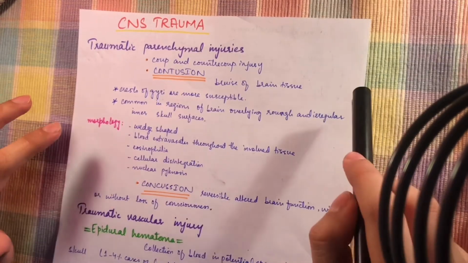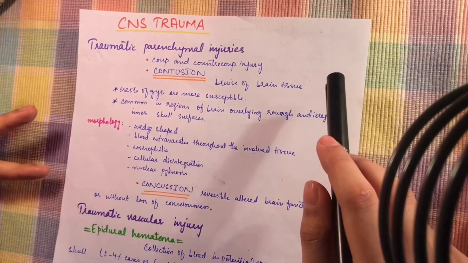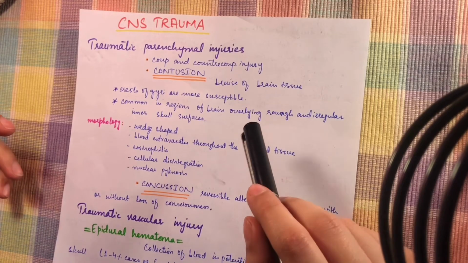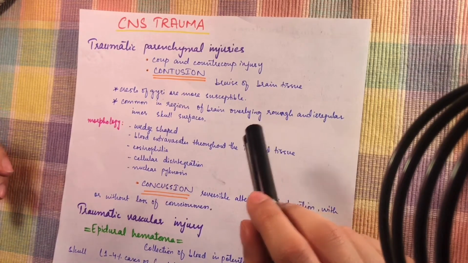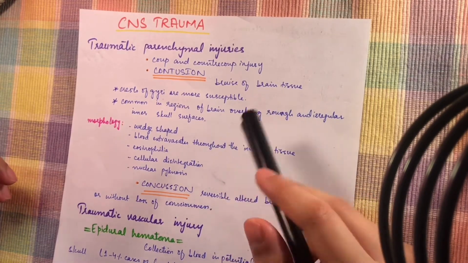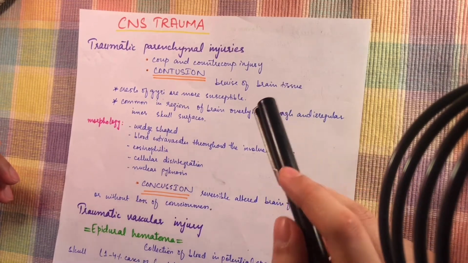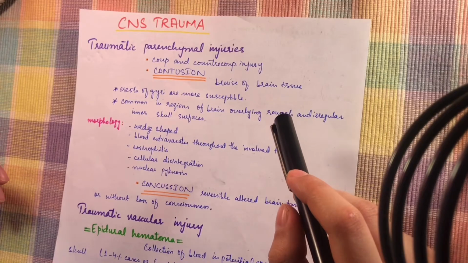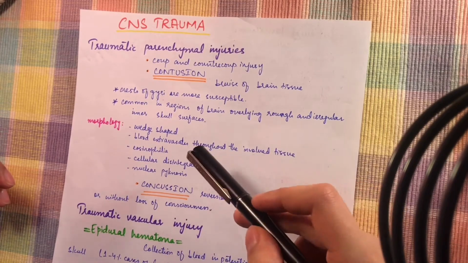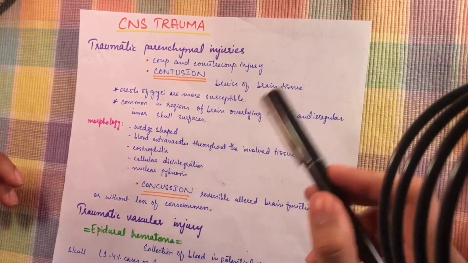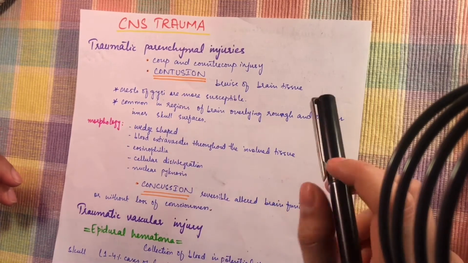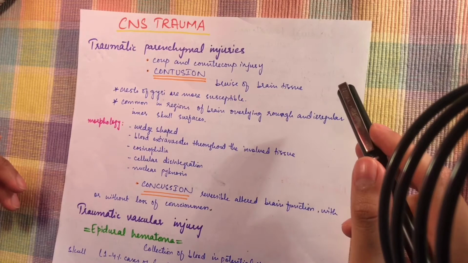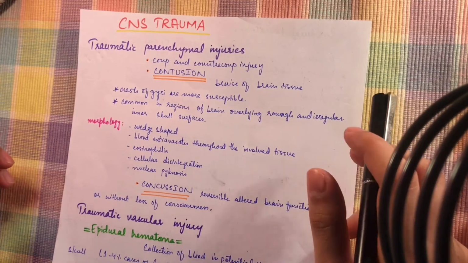In acute contusions, you can see areas of hemorrhage and tissue disruption, and in chronic contusions, you can see discolored yellow areas or brown patches, and these lesions show gliosis and residual hemosiderin-laden macrophages. Microscopically, you can see cellular disintegration, nuclear pyknosis, and eosinophilia. Concussion is reversible altered brain function with or without loss of consciousness.